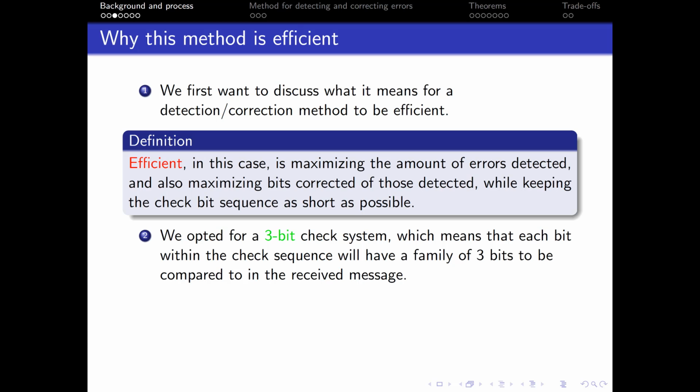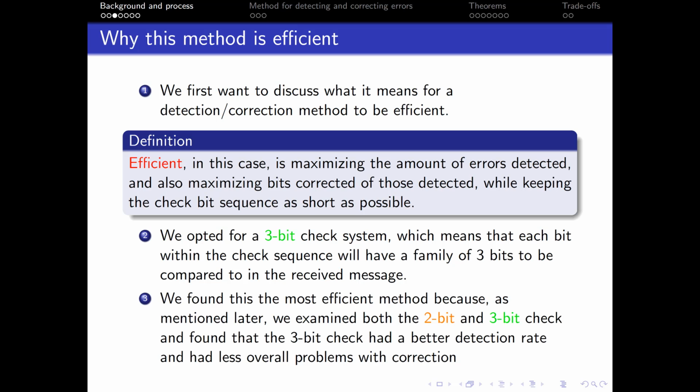Each bit within the check sequence will have a family of 3 bits to be compared to in the received message: the corresponding bit, the one before it, and the one after it, with the wrapping at the ends. We found this to be the most efficient method because, as mentioned later, we examined both the 2 and 3-bit checks and found the 3-bit check had a better detection rate and less overall problems with correction, while still only needing to send n bits for an n-bit message, so it only doubles the length.